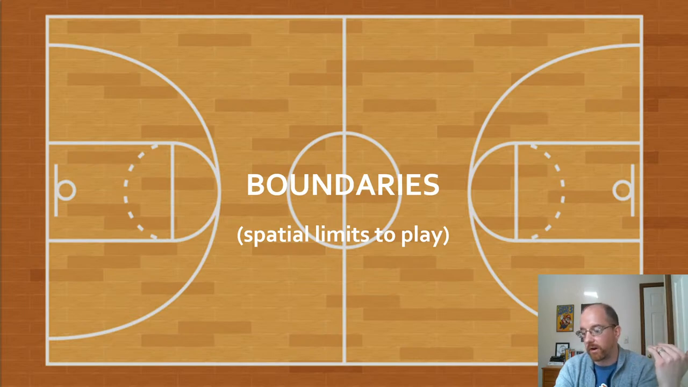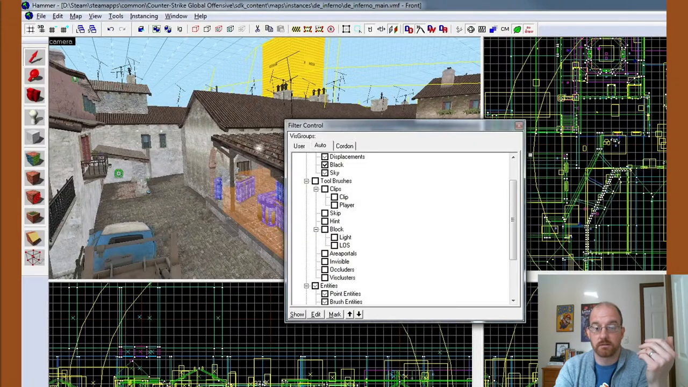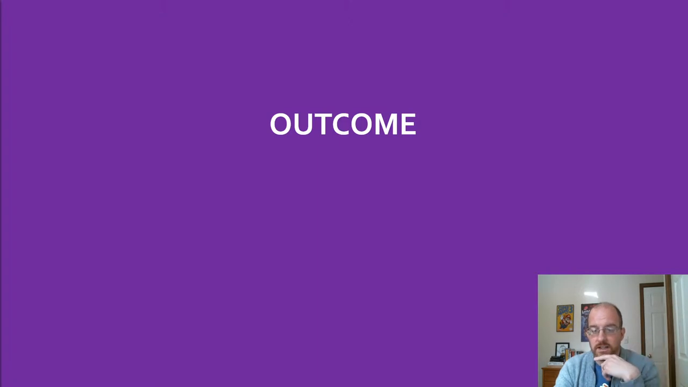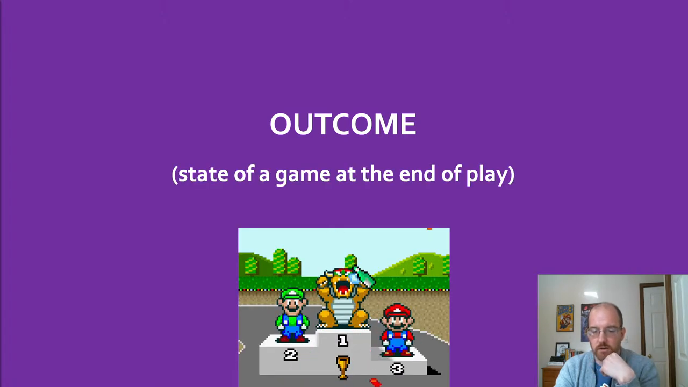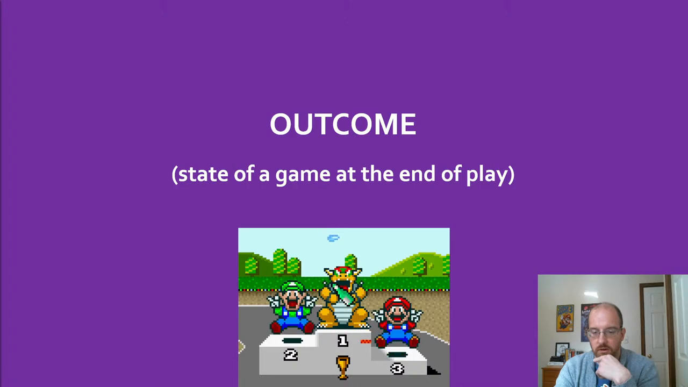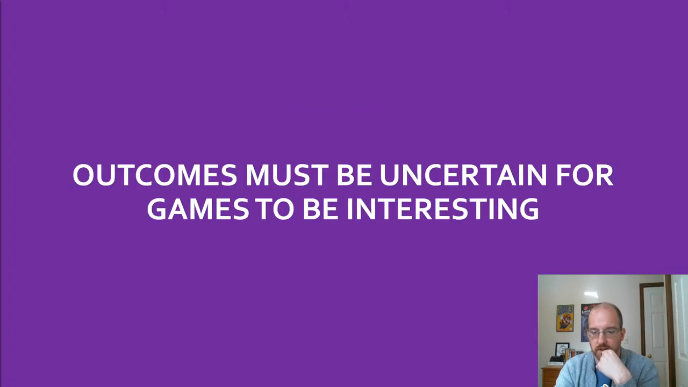Boundaries on a basketball court, and rules surrounding boundaries, like 3-point shots and free throws and things like that, create interest. And then finally is outcome, which is the state of play at the end. So controlling outcome is another part of games that's really interesting. And the reason for this, and nothing really more needs to be said than this, is outcomes have to be uncertain for games to be interesting.